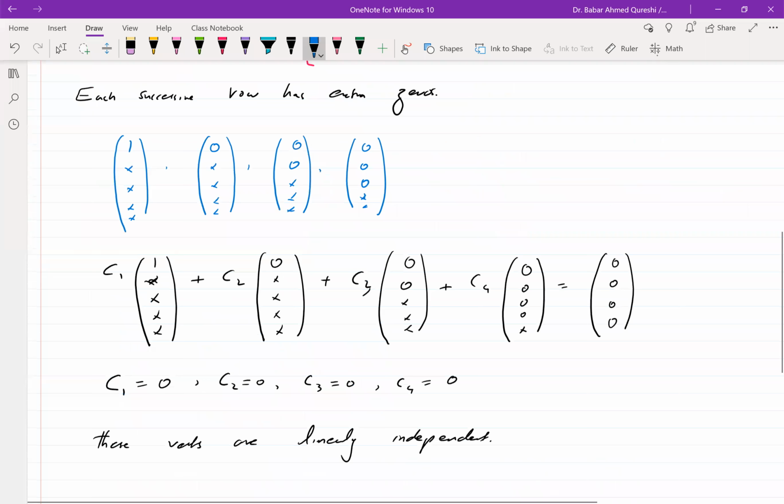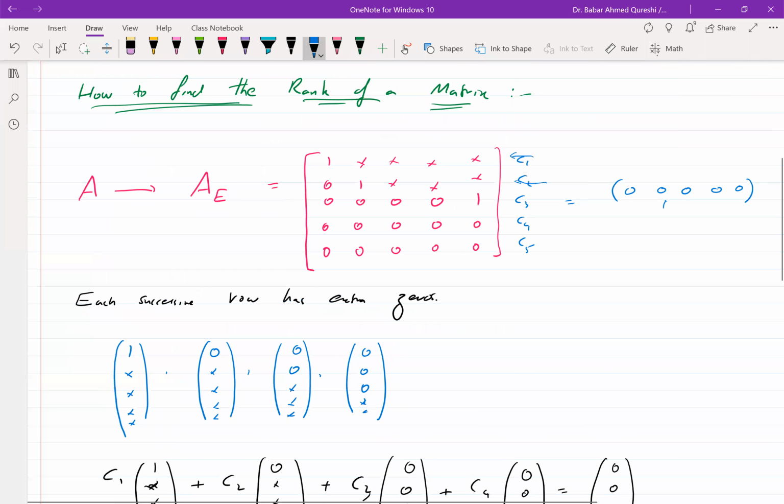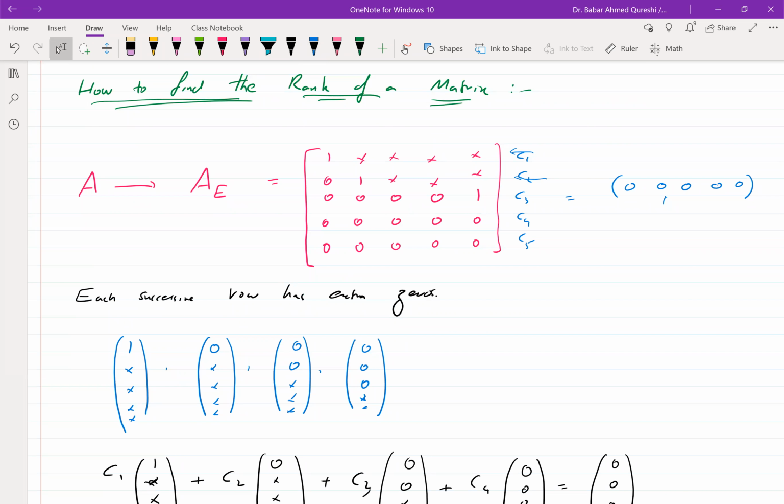So that means that all the rows with a leading 0, they will be linearly independent in any row echelon form. But then you can have some completely 0 rows.